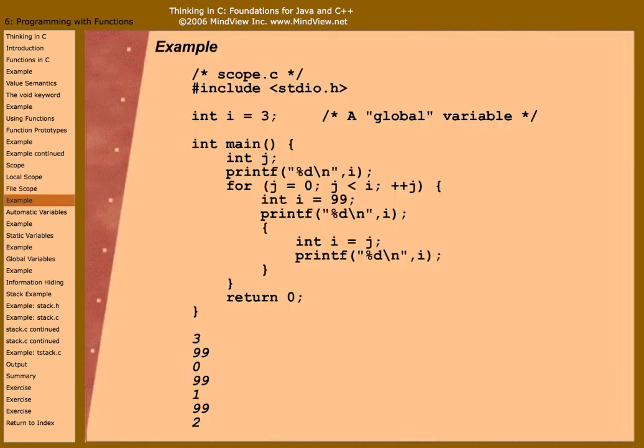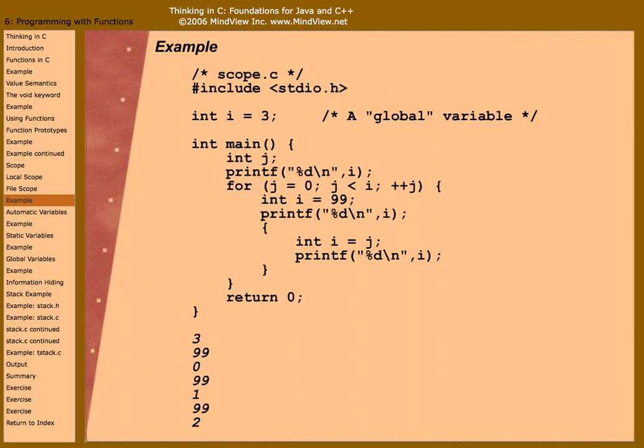This example illustrates both local scope, of course we've seen that already, and file scope. The file scope portion is when you can see the int i equals 3 there. It's called a global variable because it's defined outside of any function. Its scope is from its point of declaration to the end of the file. And as we'll see later, this particular global variable is so called because it can even be accessed from another file. But we'll get to that shortly. For now, we just want to look at its role of possessing file scope.